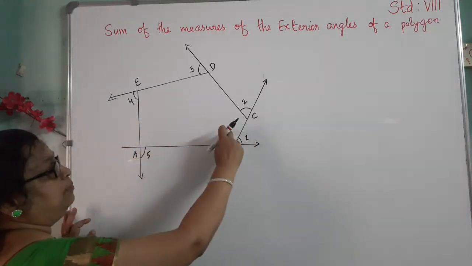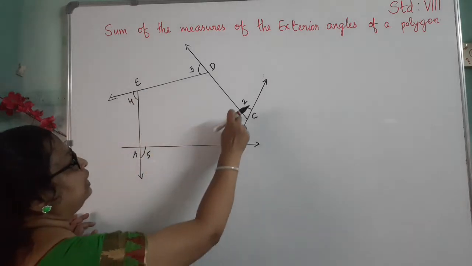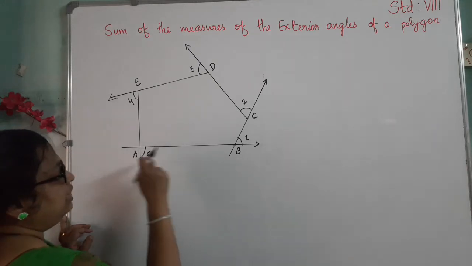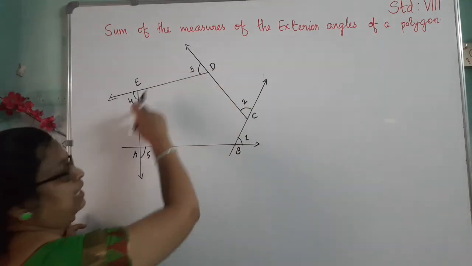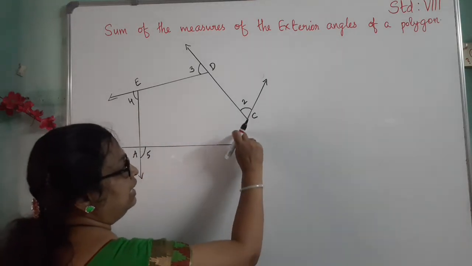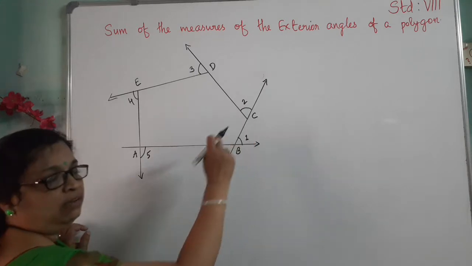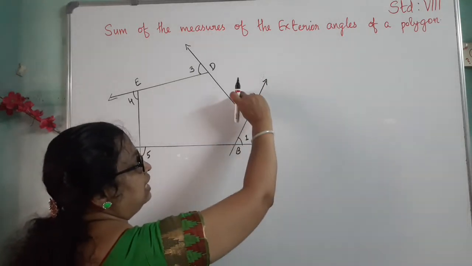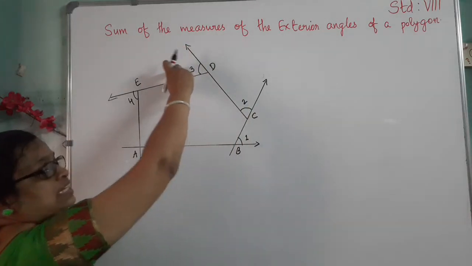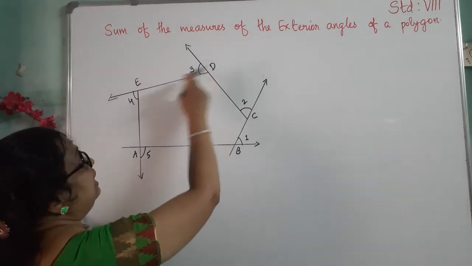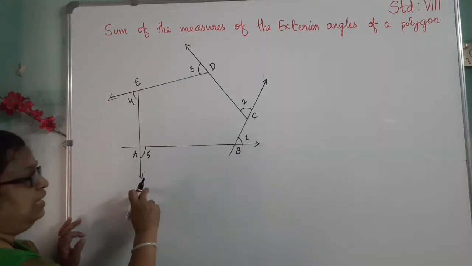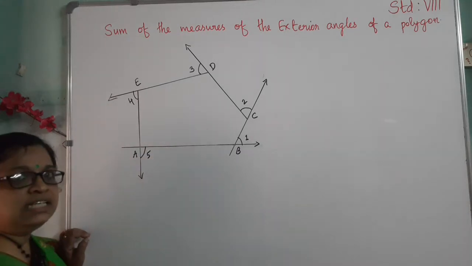Listen, here is a pentagon, that is 1, 2, 3, 4, 5. Five sides are there, so it is a pentagon. Then we can name them A, B, C, D, E. If AB is extended, then here forms an exterior angle, let it be 1. If BC is extended, this 2 is the exterior angle. Then CD is produced, 3 is the exterior angle. DE is produced, then 4 is the exterior angle, and EA produced, 5 is the exterior angle.